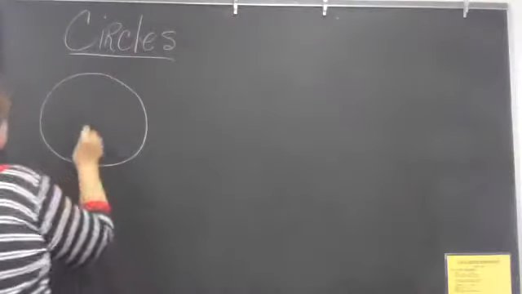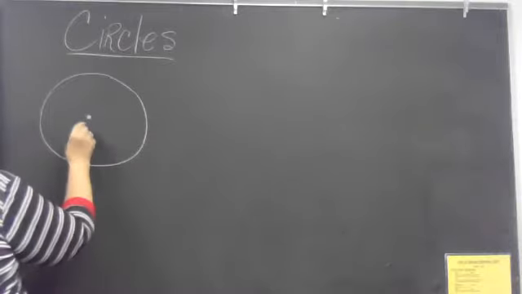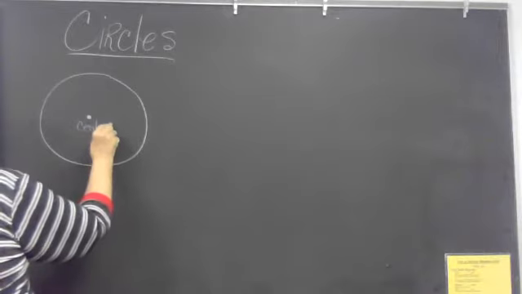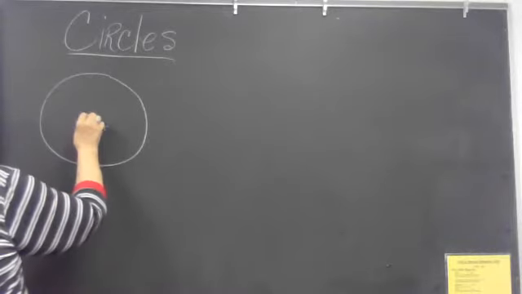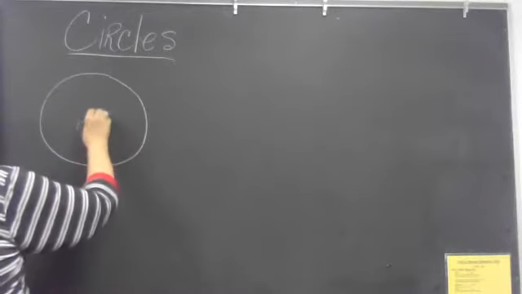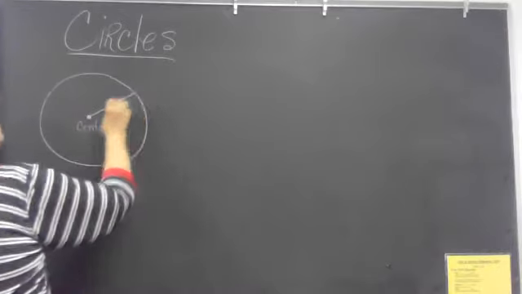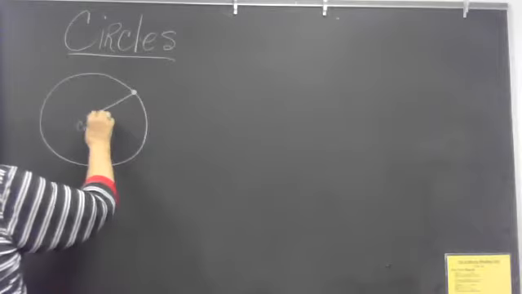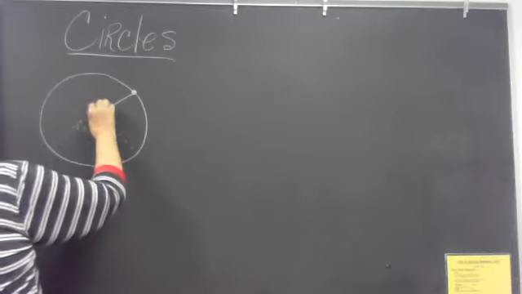So here's just some vocabulary. Of course, you would probably guess that this piece is called the center of the circle. And the length from the center of the circle to any point on the outside, like spokes on a wheel, the distance from the center to the outside of the circle, anywhere, there could be one there, one there, wherever. This is called a radius.